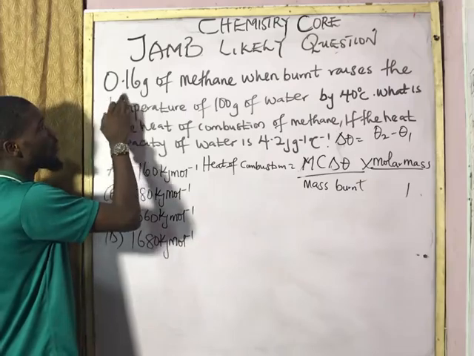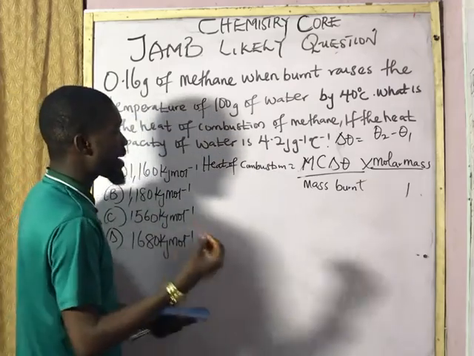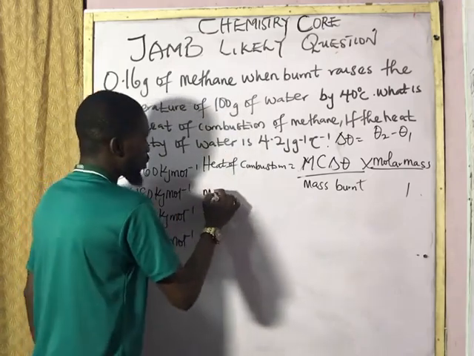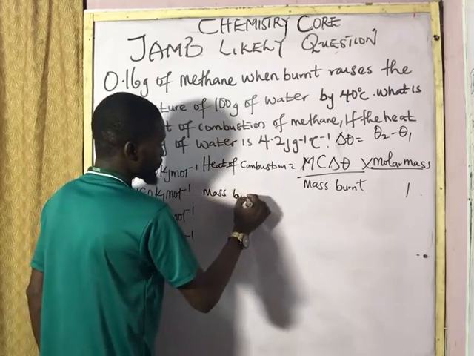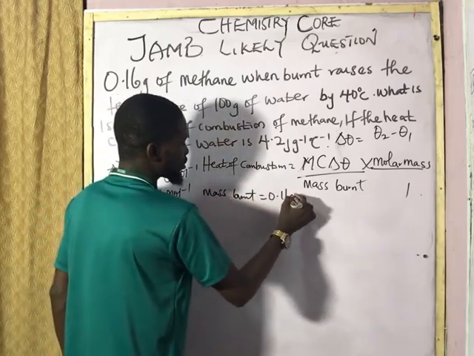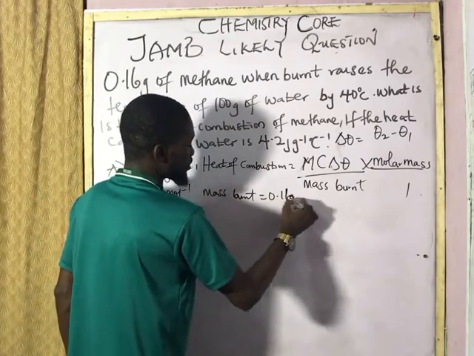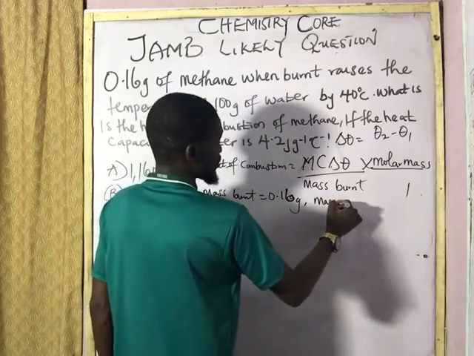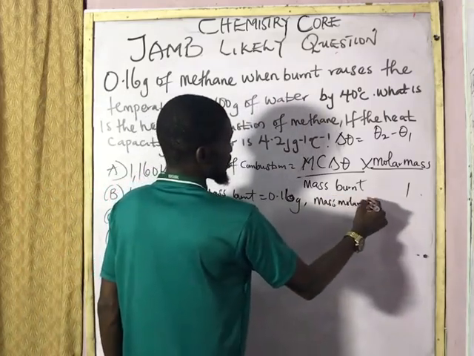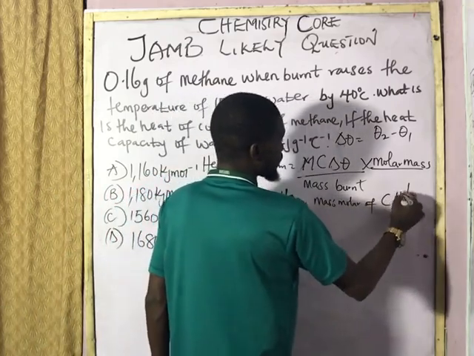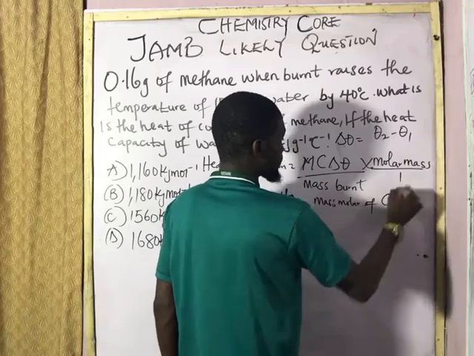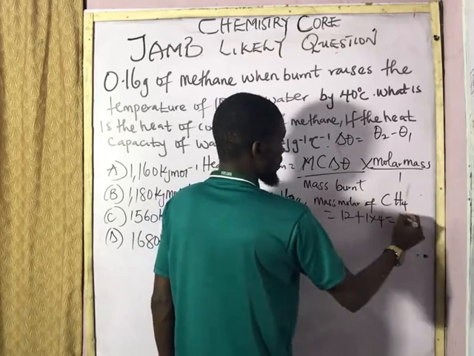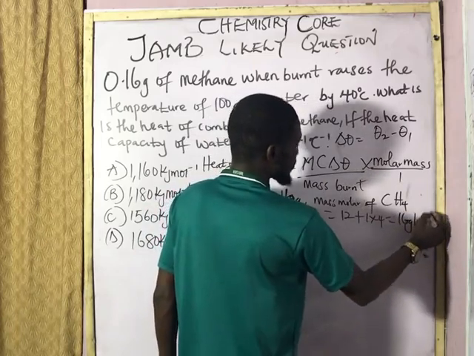It said 0.16 gram of methane. The mass burnt is 0.16 gram. The molar mass of CH4, which is methane: carbon is 12 plus 1 times 4. So we have 16 gram per mole.